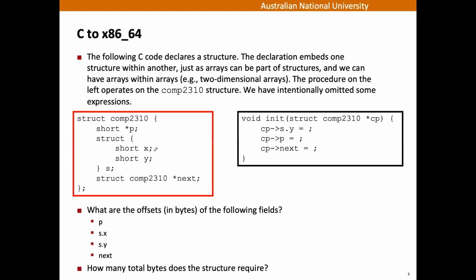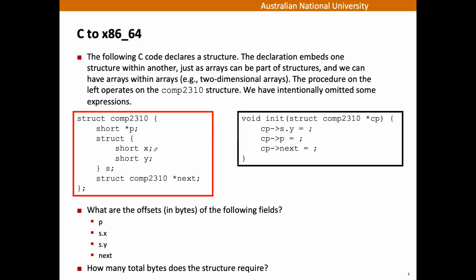All right, so the C code below declares a struct which embeds another struct. The same way we can have two-dimensional arrays. And the procedure on the left operates on this structure. Some expressions are omitted. So someone asked, how much coding will be involved in the final exam? So this is how much coding will be involved. There will be missing pieces. There will be things that you need to guess out of the code. And this is one example.